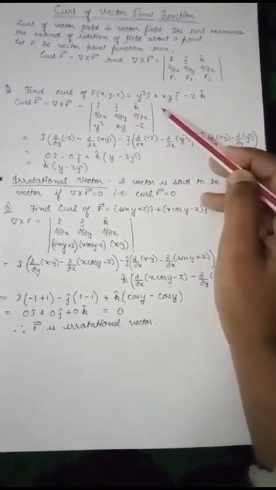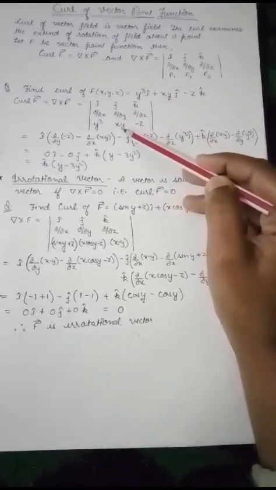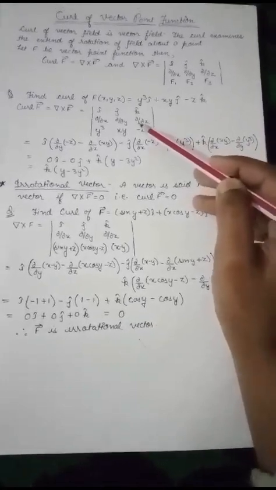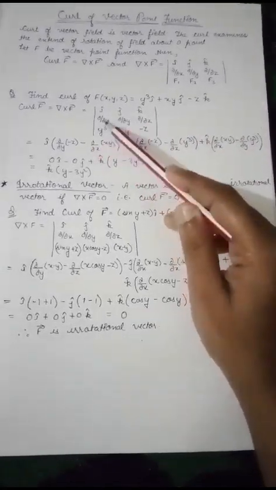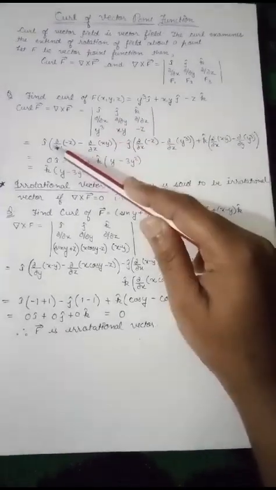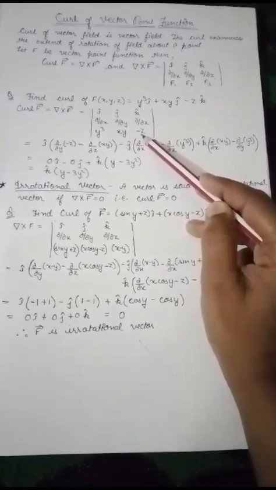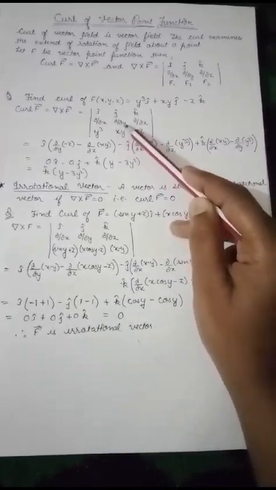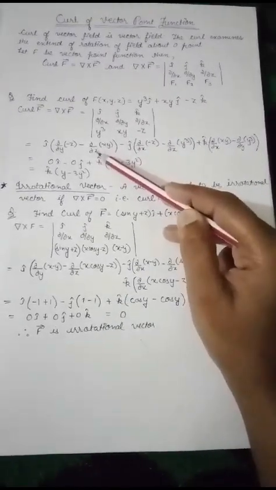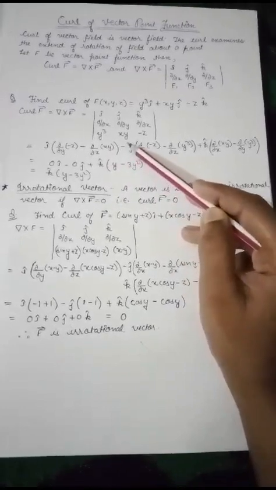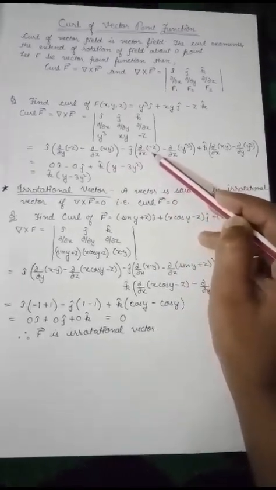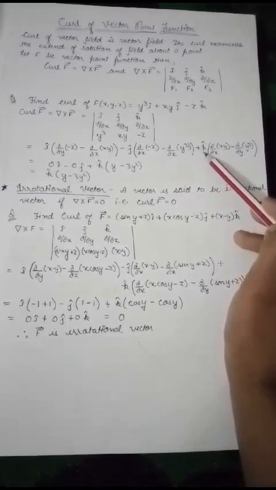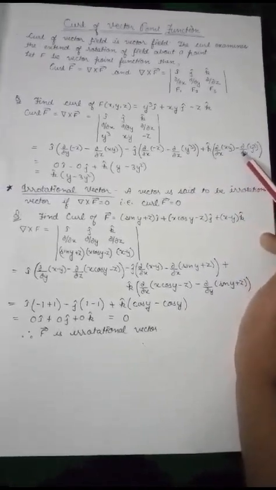The coefficient of j cap is xy, so below j cap we write xy. What's the coefficient of k cap? It's minus z, so we have written minus z. Now as we find the cross product, similarly we find this i cap. We leave this i cap and cross multiply: del by del y of minus z, partial derivative we have to find, minus del by del z of xy, minus j cap times del by del x of minus z minus del by del z of y cube, plus k cap times del by del x of xy minus del by del y of y cube.